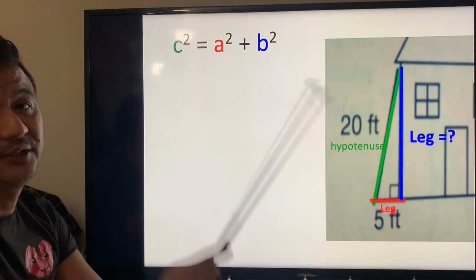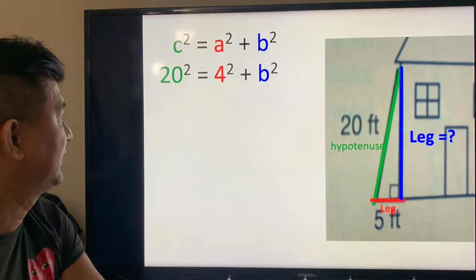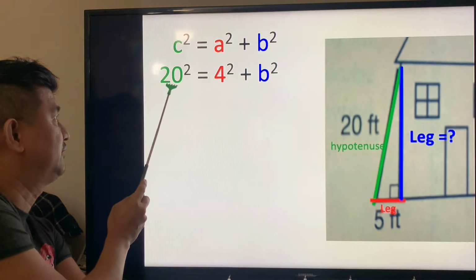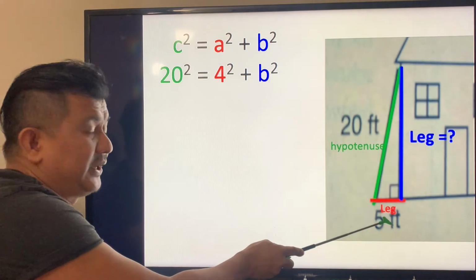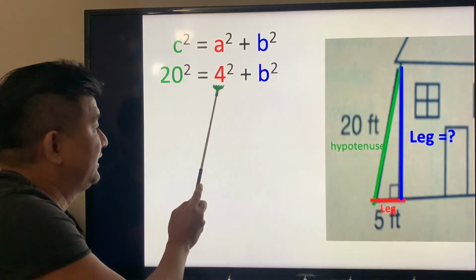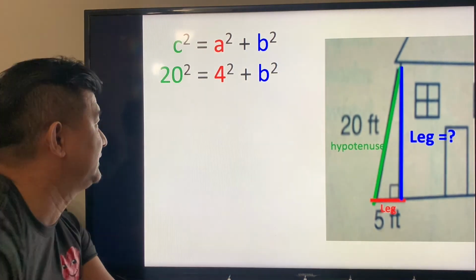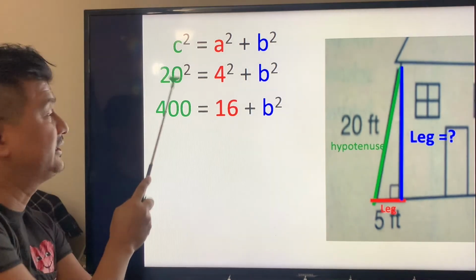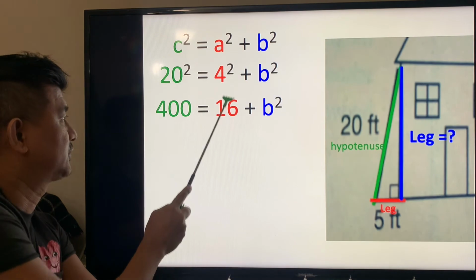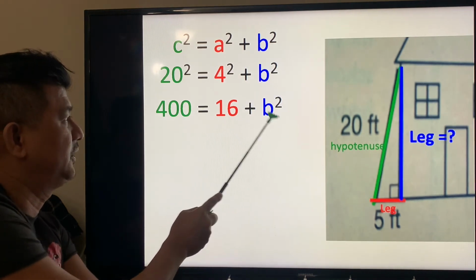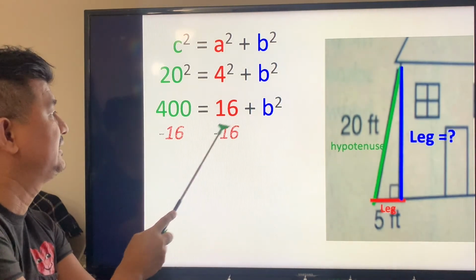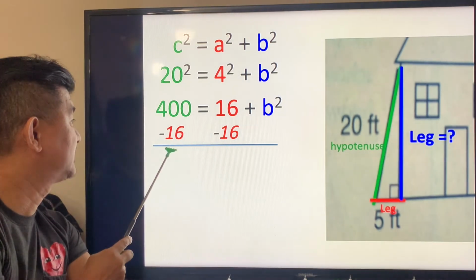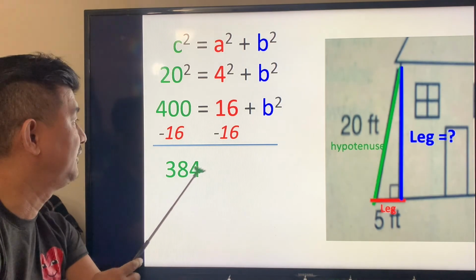And we could write down our Pythagorean theorem once again. Since we already know the hypotenuse, I substitute it here for c, 20. I already know one of the legs, I plug it in here, 5. So the base is missing. Just square it. 20 squared is 400. 5 squared is 25. This I don't know. I want to get rid of 25. Subtract 25 on both sides. 400 minus 25 is 375.